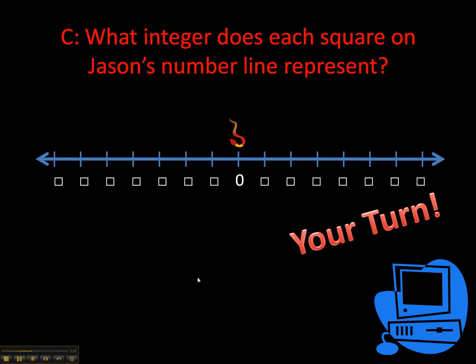What integer does each square on Jason's number line represent? Alright, so what I want you to do is pause the presentation and write in all the integers that would be on the left side of the 0 and all the integers that would be on the right side of the 0. Go ahead and finish that off.